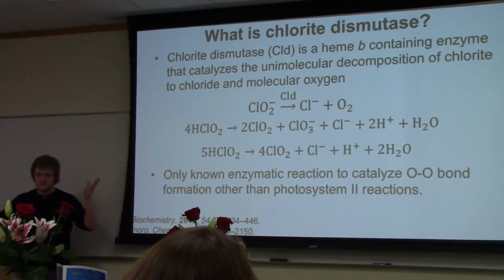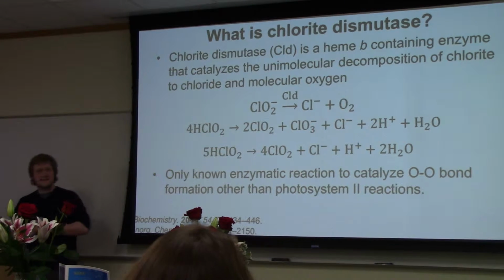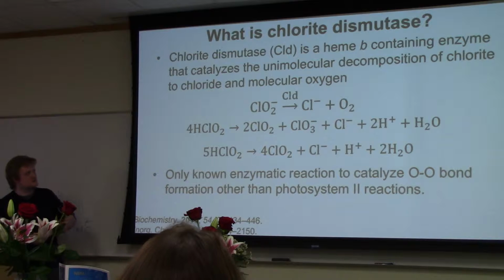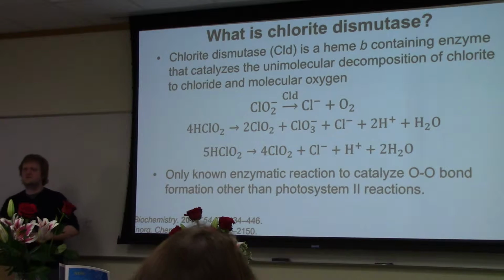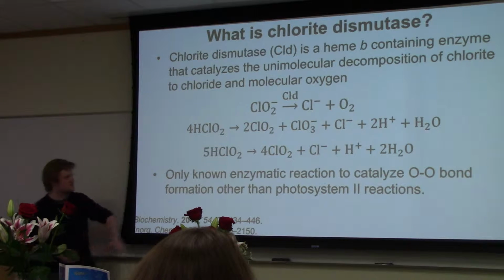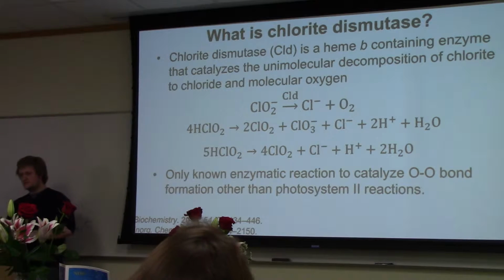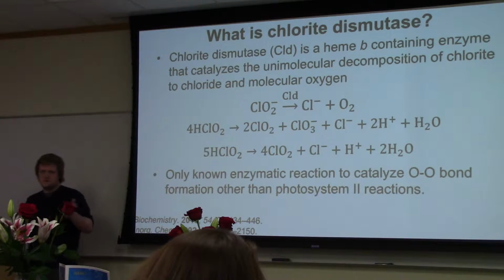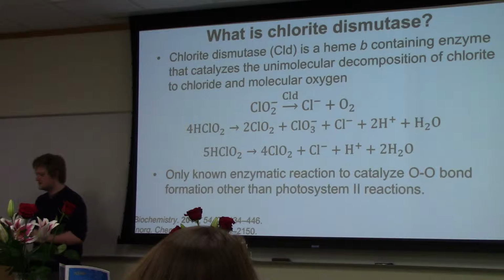So, what is chlorite dismutase? Well, it is a heme B containing enzyme that catalyzes the unimolecular decomposition of chlorite to chloride and molecular oxygen. It is not to be confused with the disproportionation reaction of chloride, which is exemplified by these latter two reactions. It is very interesting because it is the only known enzymatic process, other than those in photosystem II, that actually catalyzes O-O bond formation. So there is a little bit of interest.